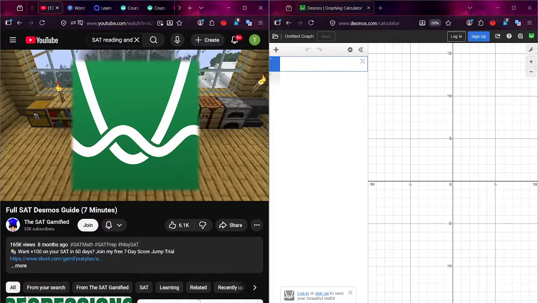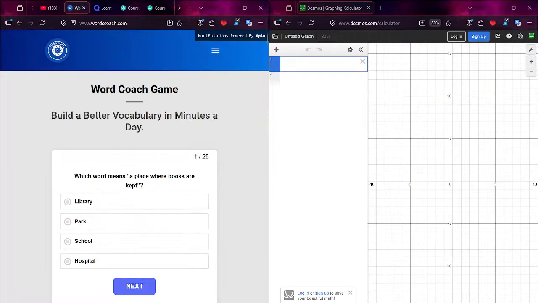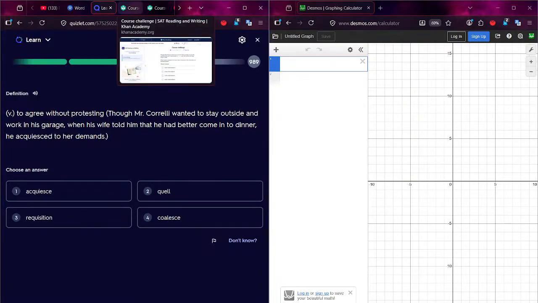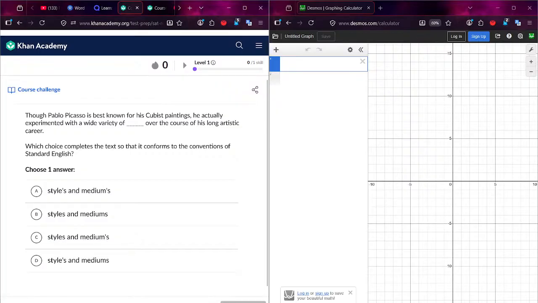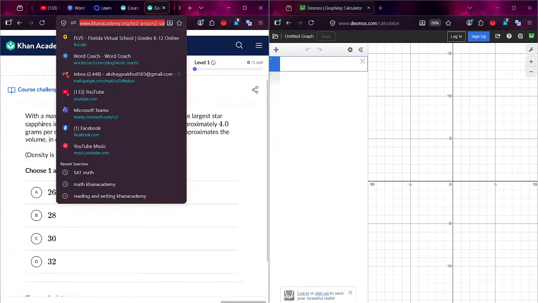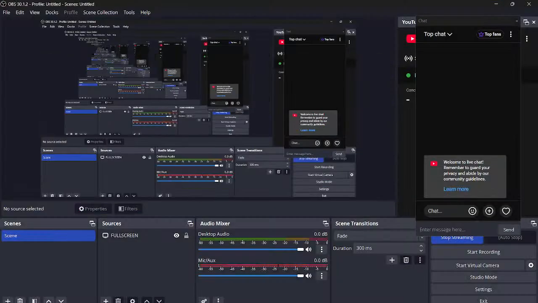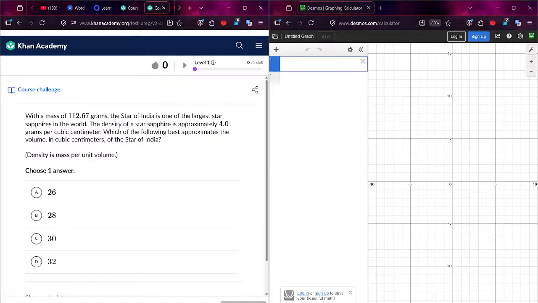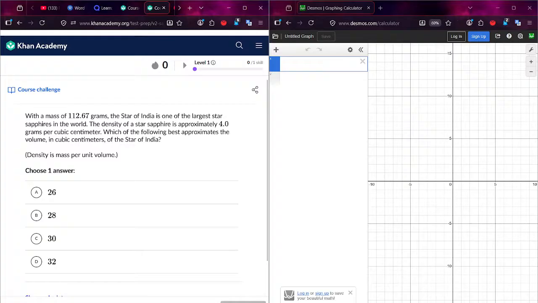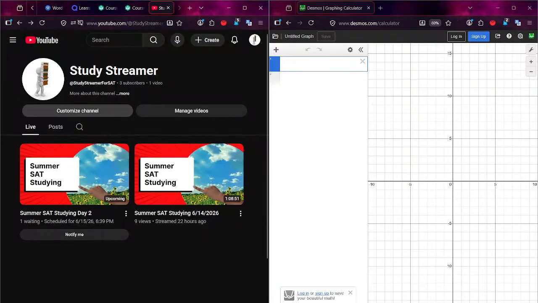So we're going to start out with a full SAT Desmos guide, and then we're going to do the same word vocabulary thing for the SAT reading and writing. Then we're going to go right into more Khan Academy for reading and writing, and more Khan Academy for this. And if anyone has any ideas for any other studying of the sort, feel free to reach out.